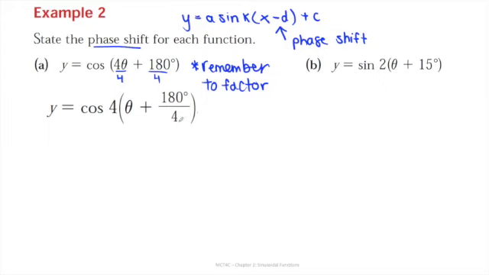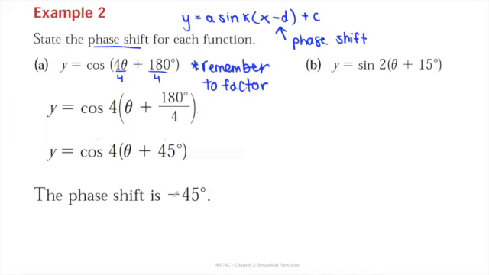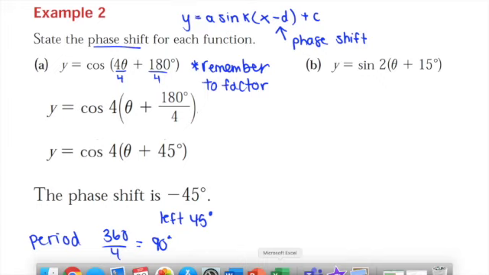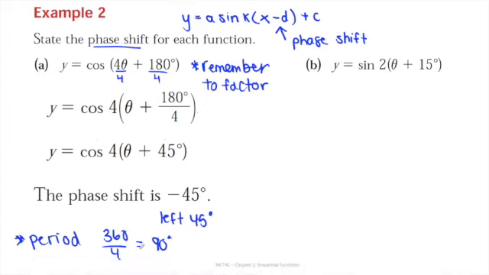180 divided by 4. So then the way that you're going to write this is y is equal to cos 4 times theta plus 45 degrees. That's just 180 divided by 4. Okay, so then you know that the phase shift, remember, is opposite of what you see. So it's left 45 degrees. Okay, so we aren't worrying about this 4 right now. We want the phase shift. If I asked you what the period was, you would take 360 degrees and divide it by 4 and know that it's 90 degrees, okay? But I didn't ask you that, but that's how you would calculate that, okay?